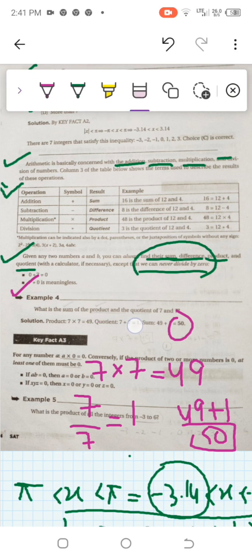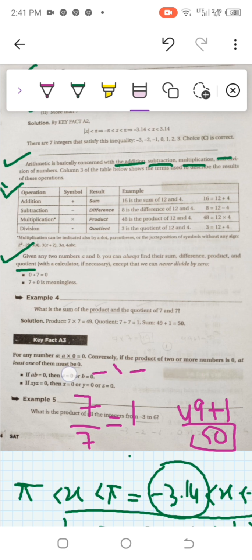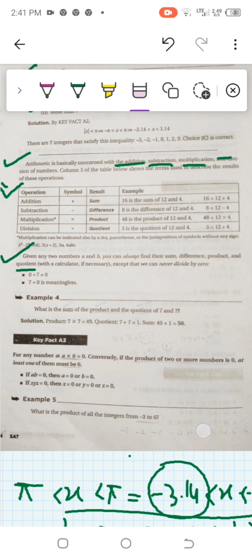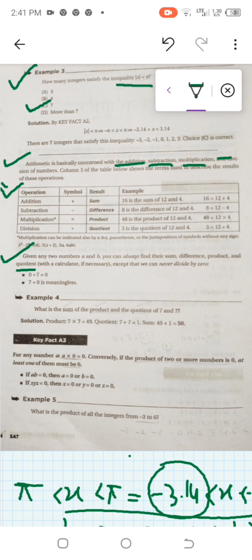Fine. Now here we have key fact number 3. In this it is said that any number a into 0 is equal to 0. Whatever the number a, if it is an integer, any number, if we multiply it by 0, then the answer will be 0. Conversely, if the product of two or more numbers is 0, at least one of them must be 0. If we take any two or more numbers and the product is 0, then one of them will definitely be 0.